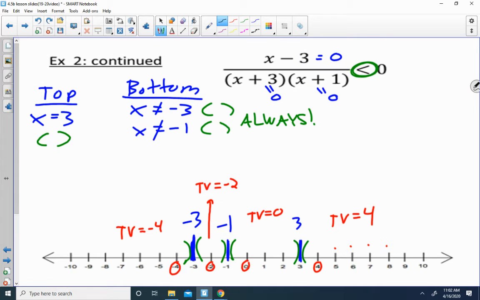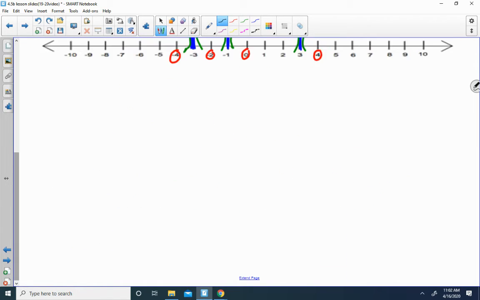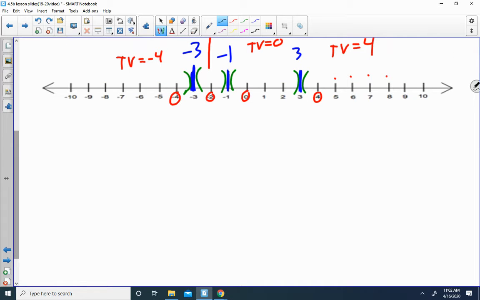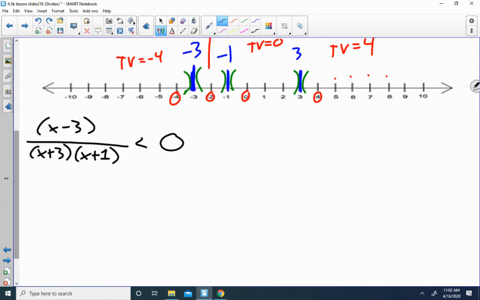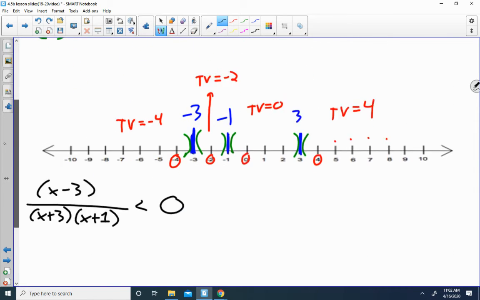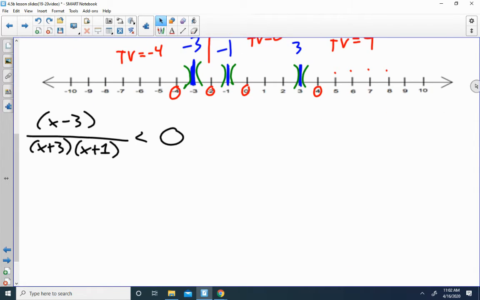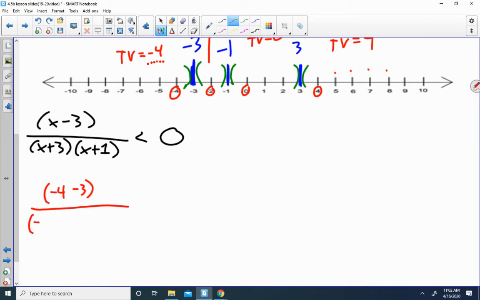So my equation, to copy it down, is going to be x minus 3 over x plus 3, x plus 1, less than 0. Just double check. Good. Awesome. All right. Let's plug in our first test value, -4, and see what happens. So -4 minus 3 on top, and then -4 plus 3, -4 plus 1, all still less than 0.